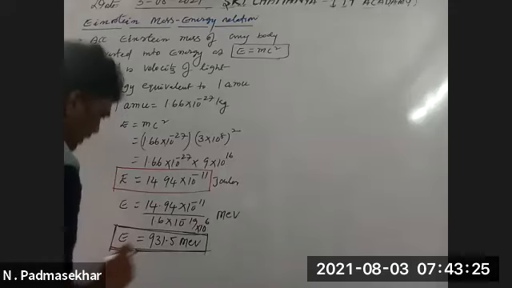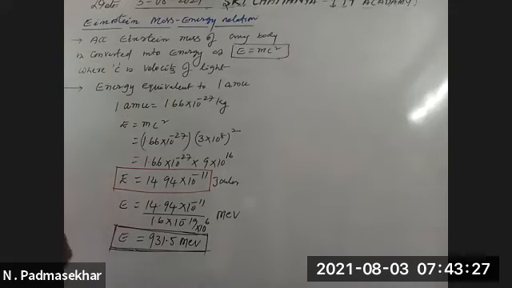How much energy is released? In joules it is 14.94 into 10 power minus 11. In million electron volts, it is 931.5 million electron volts. Okay, 931.5 million.